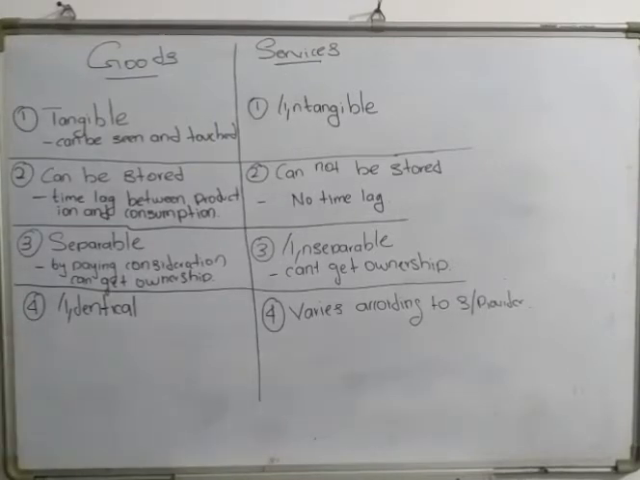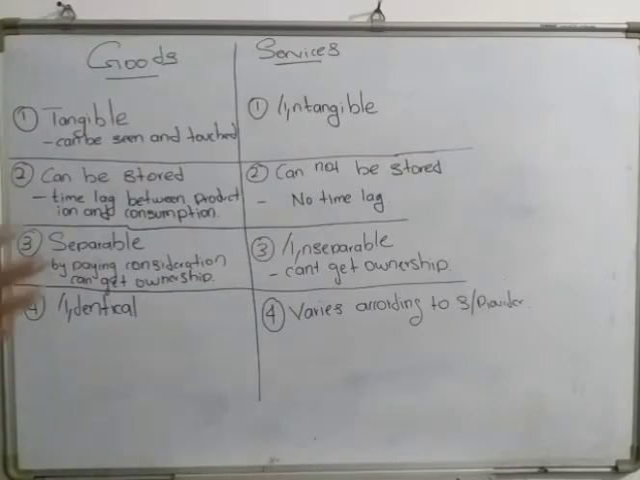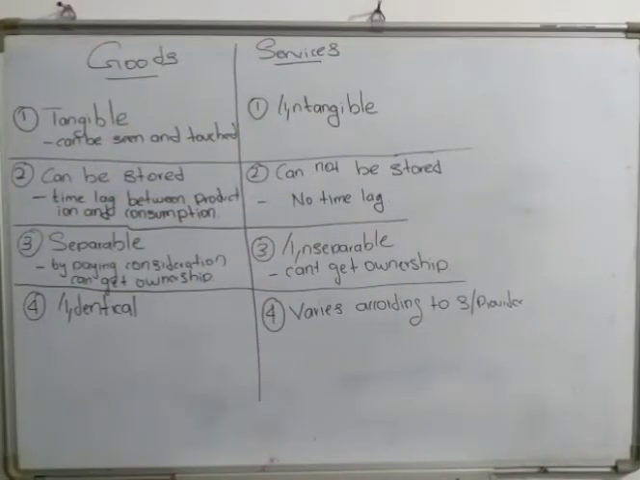So we know that the two main types of products are goods and services. Here we are going to discuss the differences between goods and services. There are four main differences between goods and services.